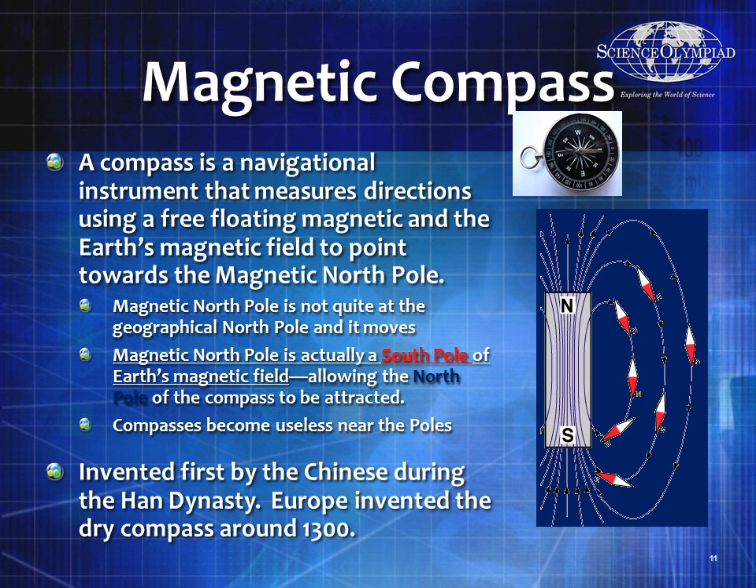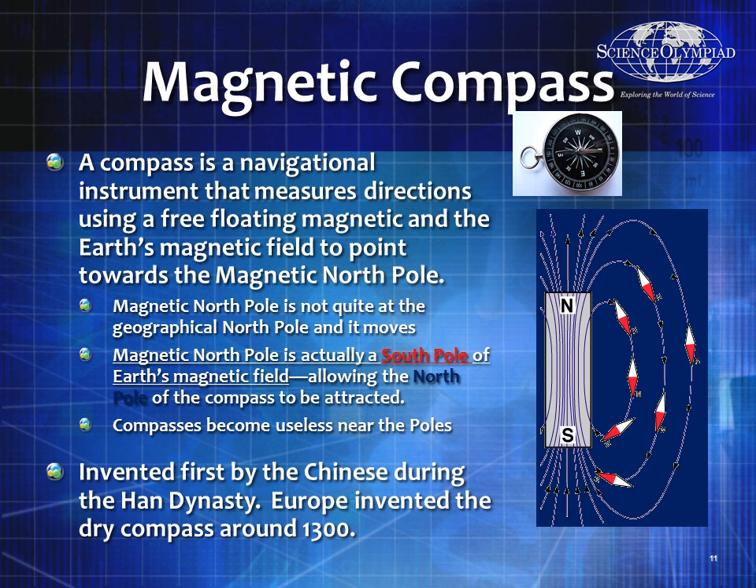A compass is a navigational instrument that measures directions, that uses the Earth's magnetic field to point towards the magnetic North Pole. Now one of the key things to always remember is the magnetic North Pole is not quite at the geographical North Pole, and it moves.